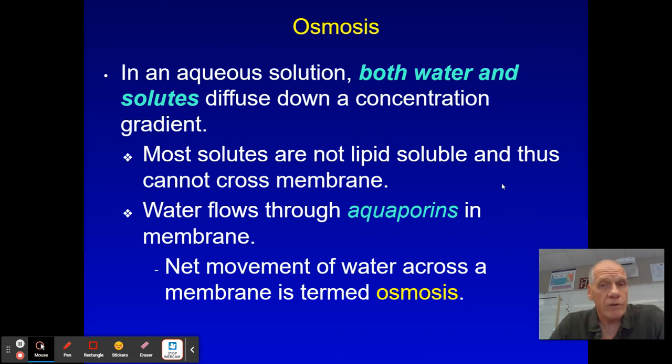Water is one of those. Now, water can leak across that membrane, but it has its own special transport protein called an aquaporin, as I mentioned earlier. And that movement of water across a membrane is called osmosis. So whenever we're talking about osmosis, we're talking about the movement of water, not solute particles, water.